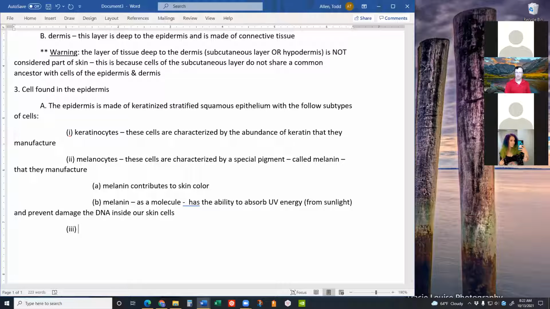Third type of cell that make up the epidermis would be dendritic cells. That's panel C.